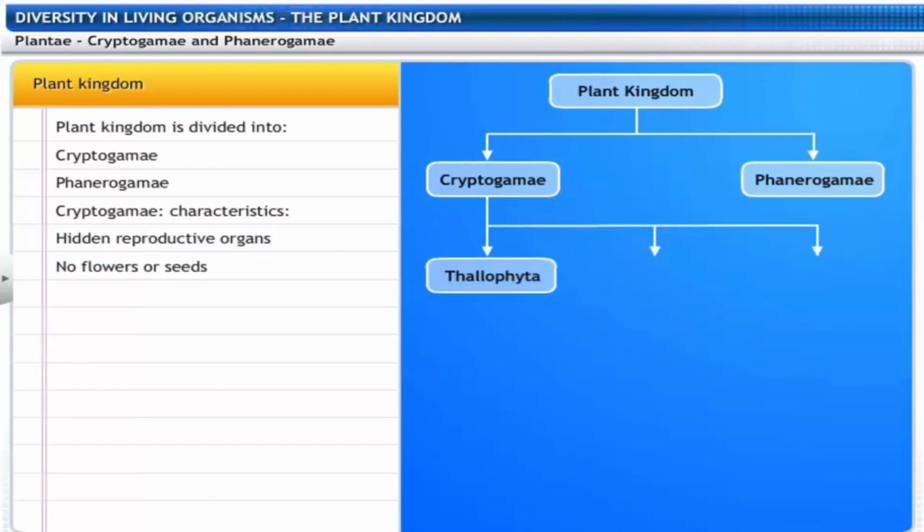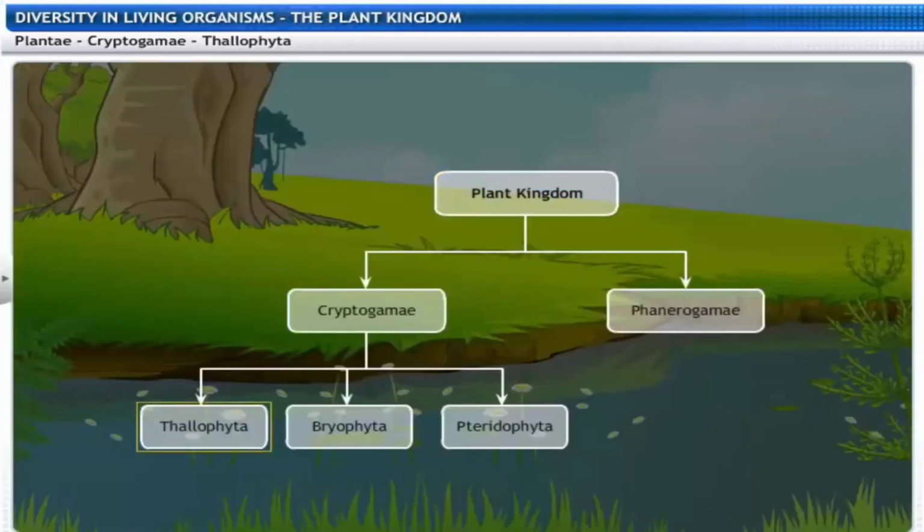Thallophyta, Bryophyta, and Pteridophyta. Thallophyta are the simplest of plants that do not have a well-differentiated body design. They are mostly aquatic.